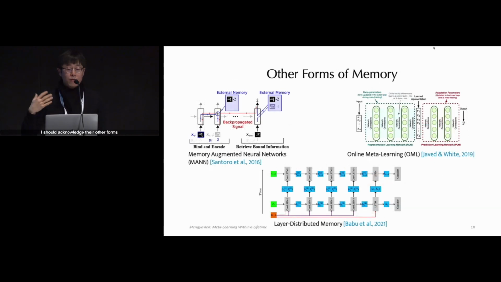And I should acknowledge there are other forms of memory. For example, in 2016, there was the memory augmented neural network, which is also similar to the differentiable neural computers, which are general forms of differentiable memory. And there's also, say, online meta-learning, where the memory is stored in the parameter space and doing gradient descent online. And more recently, there's something called layered distributed memory, where you basically combine memory within your ConvNets. So they have these ConvLSTM blocks and go layer by layer. So the memory is essentially distributed all over your representations.